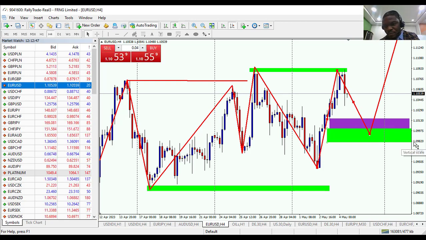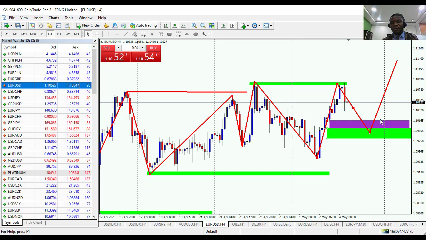you can see it's from 1.09820 to 1.10130. So around this area you can look out for a buy trade, right? And of course, your take profit should not exceed this high, and your stop loss can be at this low or even at this other low. And of course, you're sure of making profit on this trade.